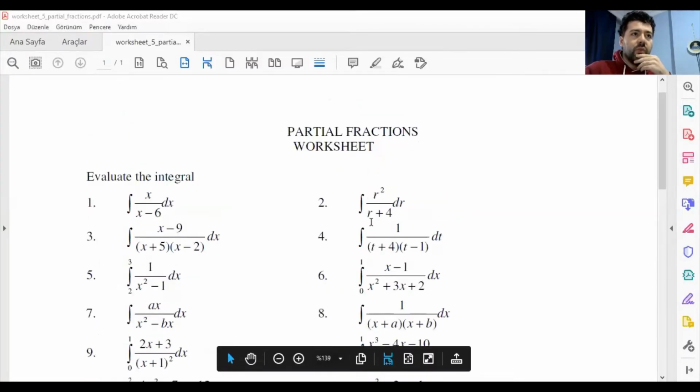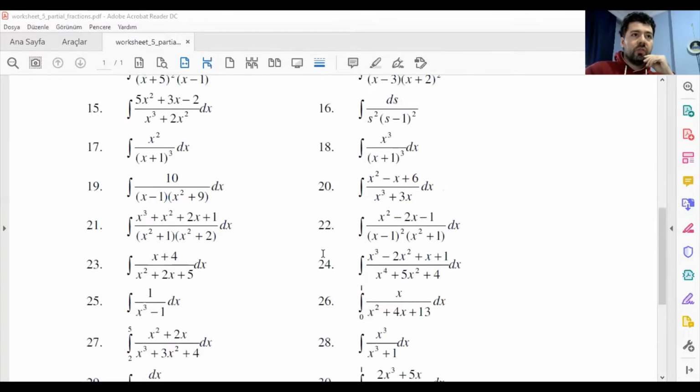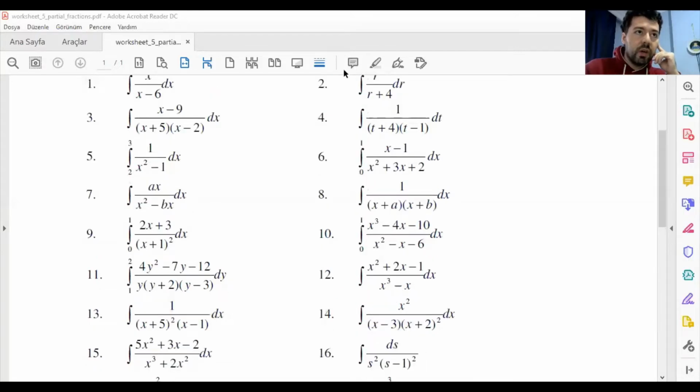Looking at worksheet 5, we have 32 questions. And what is my plan? My plan is I will solve 1/4 of these questions. I am planning to solve question 2, question 6, question 10, and question 14.